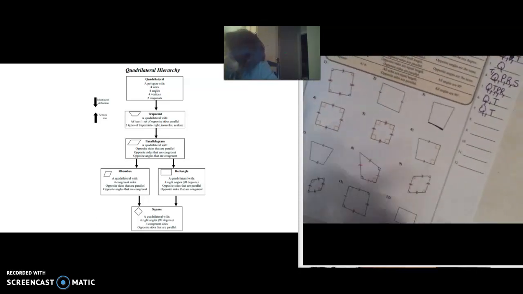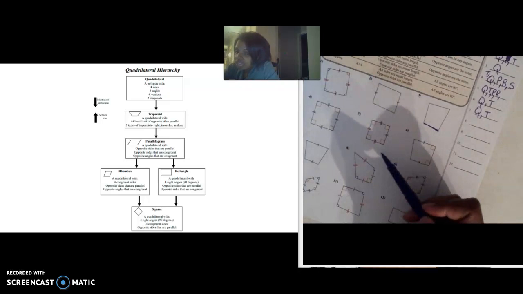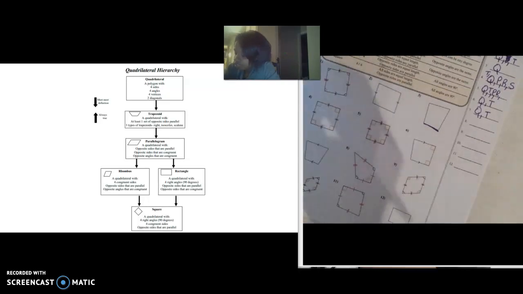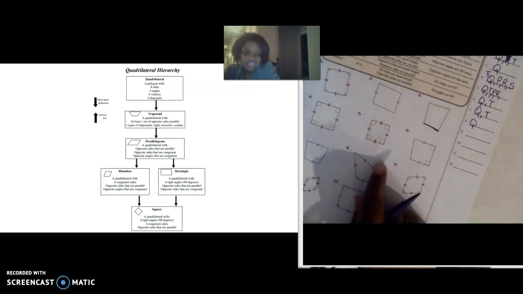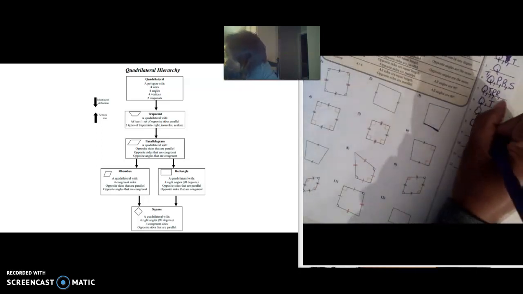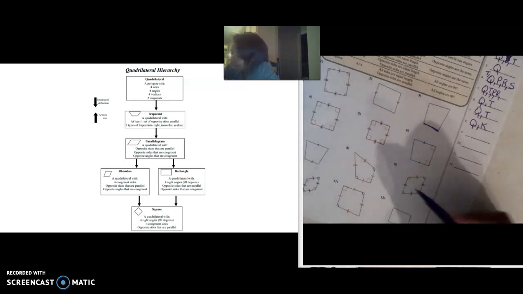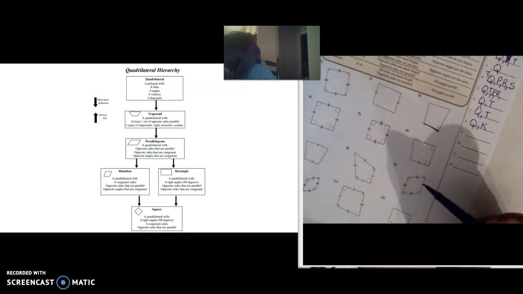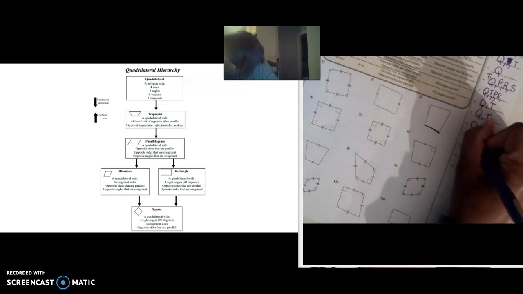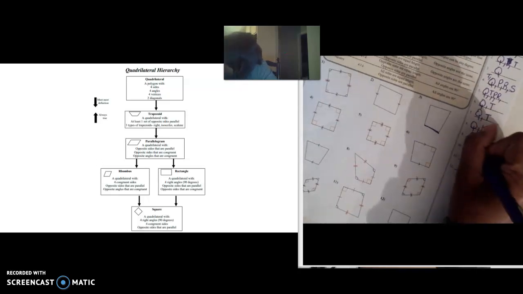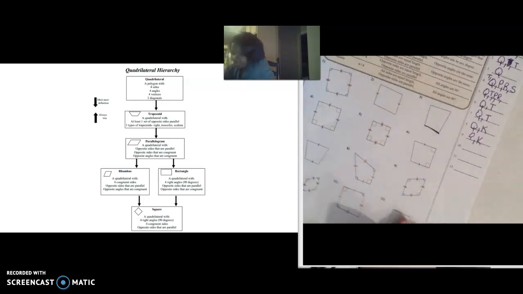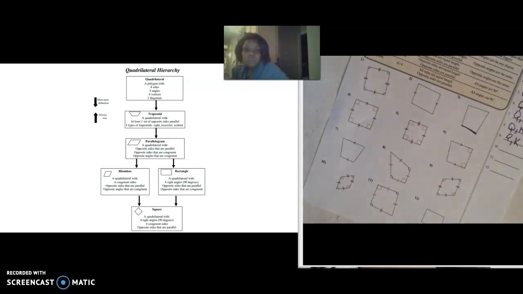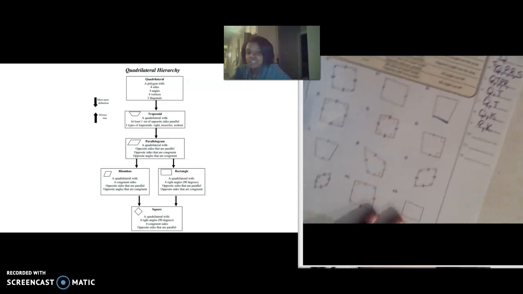Okay. All right, number 8. I can see that these 2 sides are congruent and they're adjacent. They're right next to each other. So it is a quadrilateral because it has 4 sides and 4 angles. It is a kite because it has adjacent congruent angles. And that is all. All right, I'm looking at number 9, and I can see that it has adjacent congruent angles. So it is also a quadrilateral and a kite.